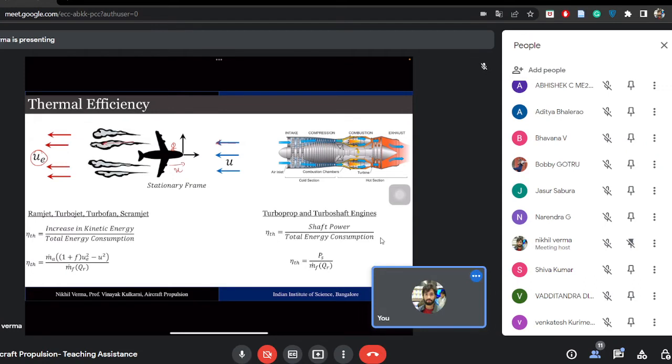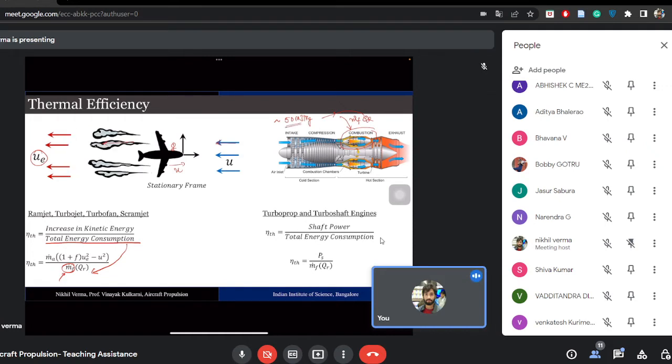So the total energy consumption can be written as the amount of fuel flow that is being fed into the combustion chamber. This is the combustion chamber. How much mass flow rate of the fuel you are giving into the combustor, multiplied by QR. QR is the calorific value of the fuel. For methane and other hydrocarbons, this is nearly about 50 megajoule per kg. Be it methane, butane, the value is nearly about this.